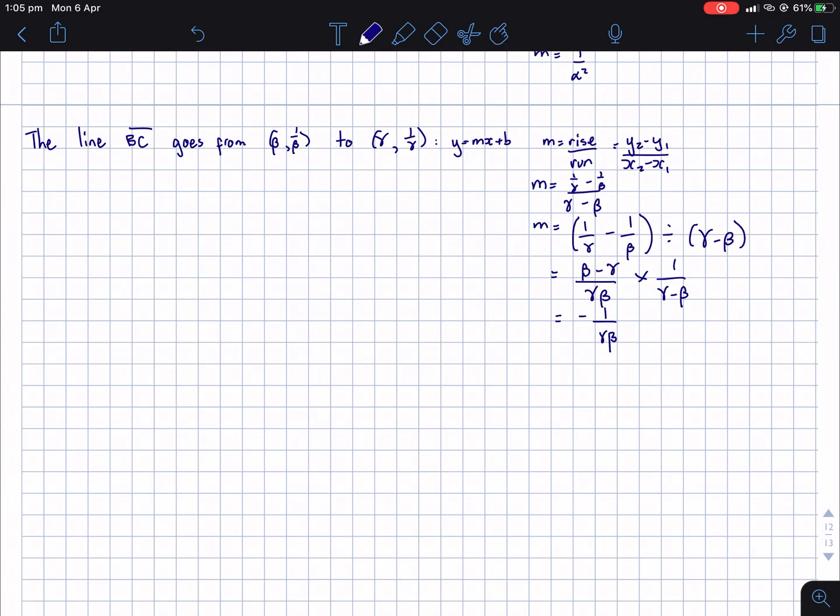Okay. So they're perpendicular if m2 times m1 equals minus 1. Remember that? We did that last year. So m2 times m1, here I've got 1 on alpha squared times minus 1 on gamma beta, which gives me minus 1 on alpha squared gamma beta.